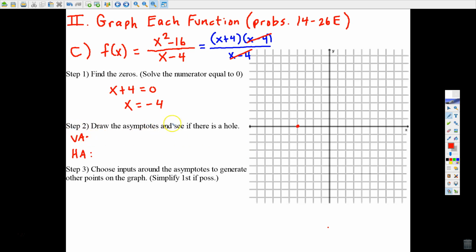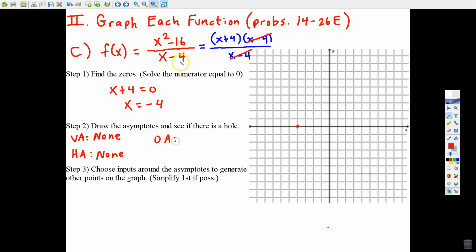Okay, going down to step number 2, drawing the asymptotes. Well, typically a vertical asymptote is a number that causes 0 in the denominator. Well, I started off having 4 as that number, but when I reduced, simplified, I actually do not have that to consider any longer, so there is no vertical asymptote. And there's no horizontal asymptote because the degree of the numerator is larger than the degree of the denominator. And there's no oblique asymptote.